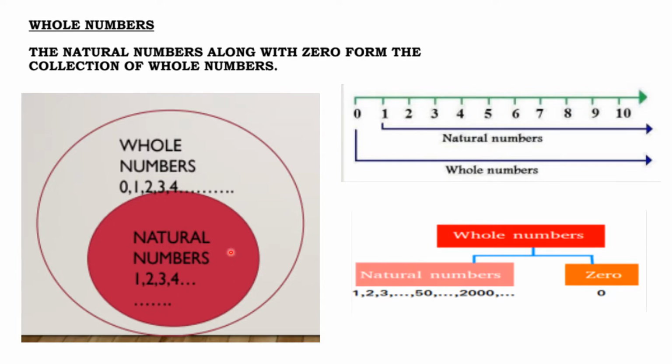Now what are whole numbers? The natural numbers including 0 form the set of whole numbers. So the natural numbers along with 0 form the collection of whole numbers, and on the number line you can show it like this. Starting from 1, 2, 3, 4 and so on are the natural numbers, and if you add 0 to the number line, then 0, 1, 2, 3, 4 and so on will give you the whole numbers.